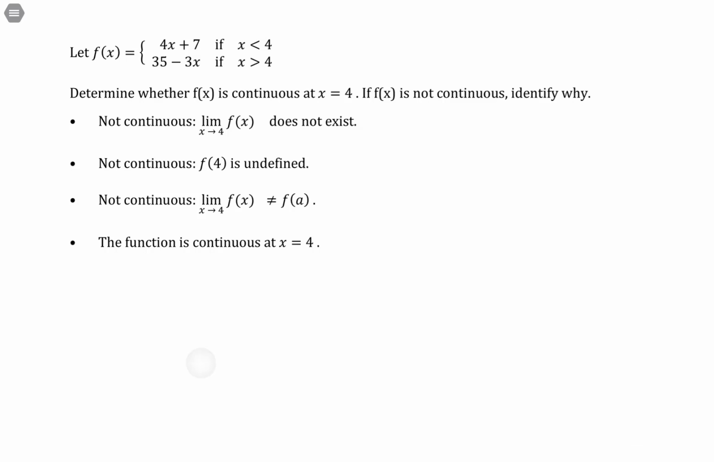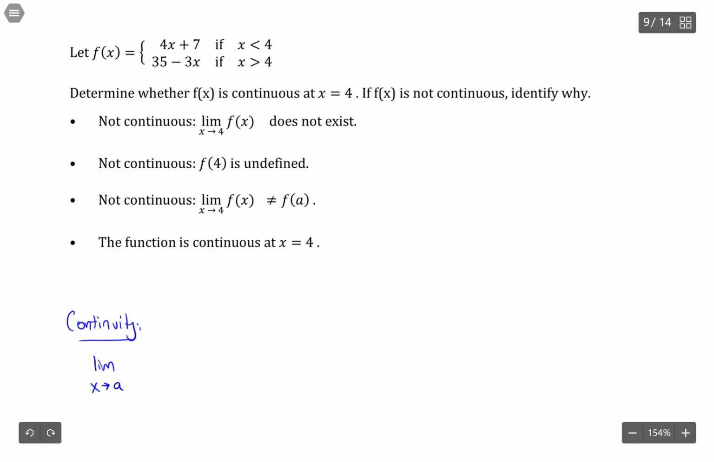So first off, continuity. What does that mean? Continuity exists if the limit as x approaches some point of a function is defined, and f evaluated at that point is defined, and those two pieces are equal. So we really need to check these three things.